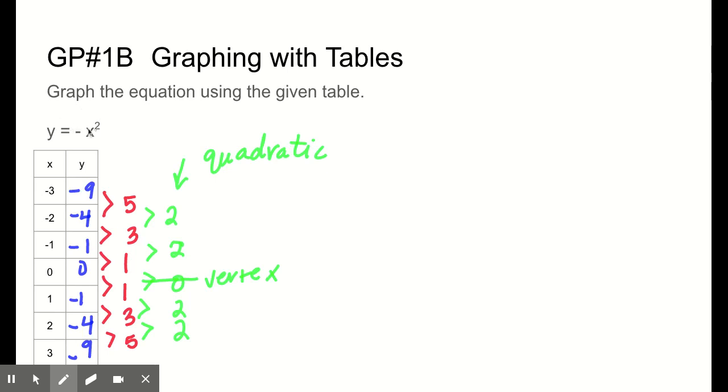Now remember, the difference with this one was that we had that negative out in front of the x squared. Well, notice what that did to all of our y values. So what do you think that's going to do to our parabola when we graph it? Well, let's take a look.